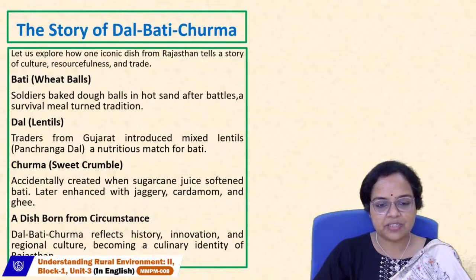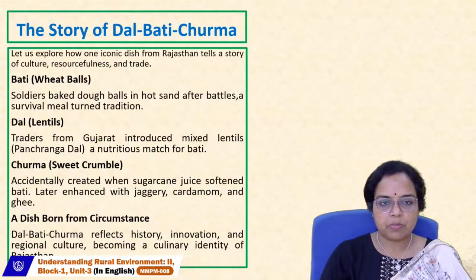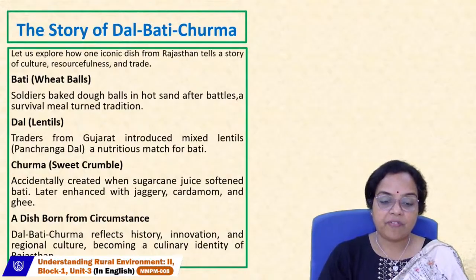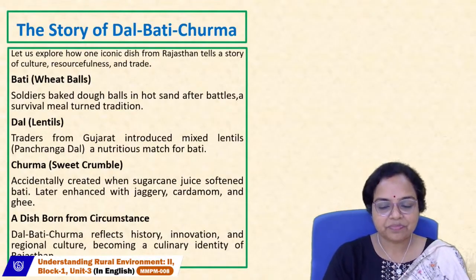Later, they enhanced it with jaggery, cardamom, and ghee. They used to pour ghee on it with bati and dal, and they used to crumble the batis in dal with some sweet like jaggery and sugarcane juice on it. And they used to have this dal, bati, and churma as the staple food of Rajasthan, and it is quite popular also. A dish born from circumstances, it reflects the history, innovation, and regional culture of Rajasthan, now becoming a popular identity of Rajasthan.